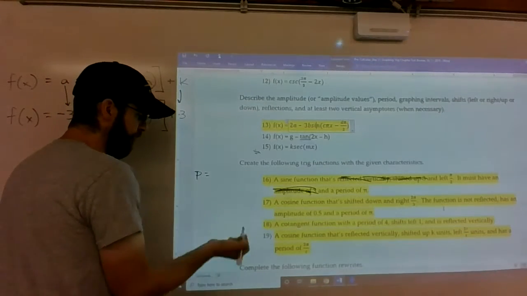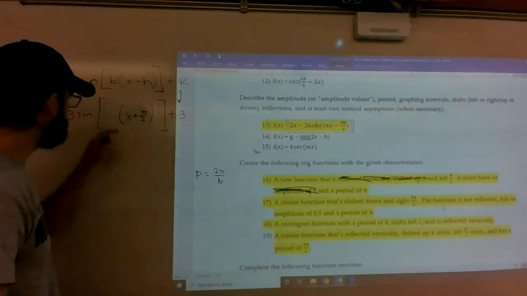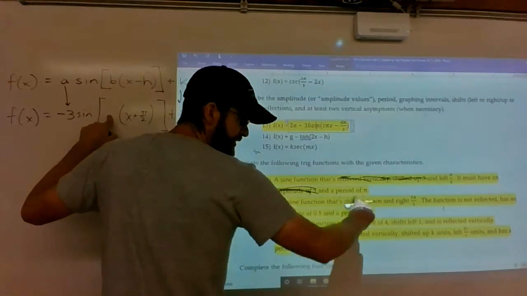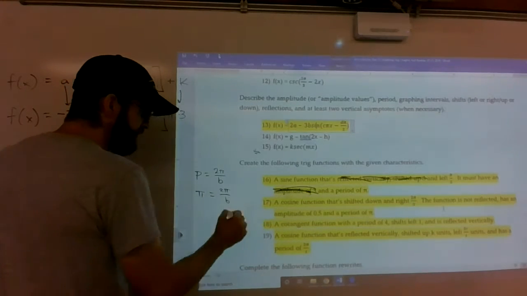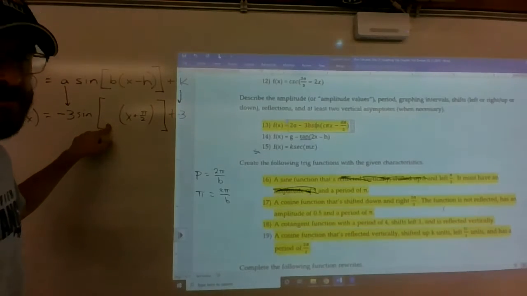So what is the period formula? The period formula is 2 pi divided by b. The b value is the unknown right now. We know what the period's supposed to be. It's pi. So if you can solve this equation, you've solved for the b value that's supposed to go into our built function.